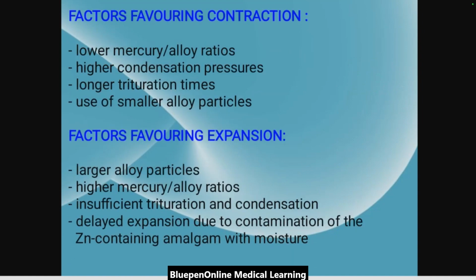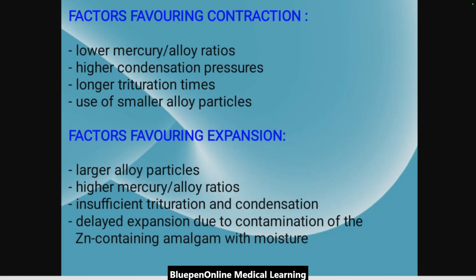There are certain factors which favor contraction and certain which favor expansion. So if we use a lower mercury alloy ratio, less mercury will be available to coat the alloy particles and formation of gamma 1 phase will be less. So a lower mercury alloy ratio will favor contraction. They will lead to contraction.